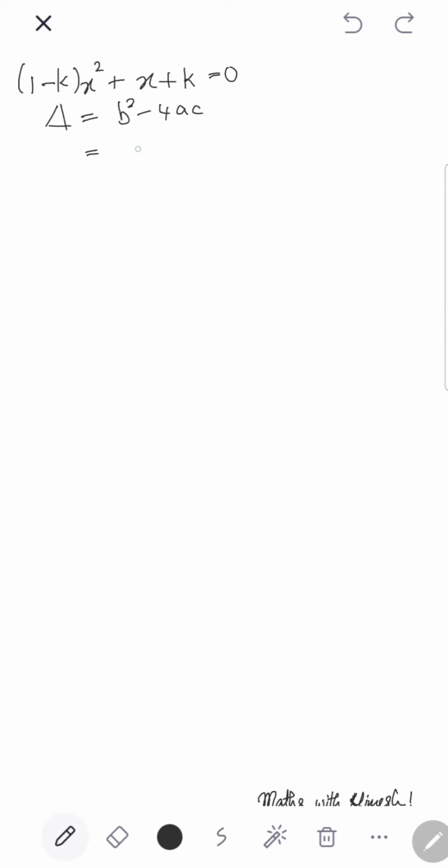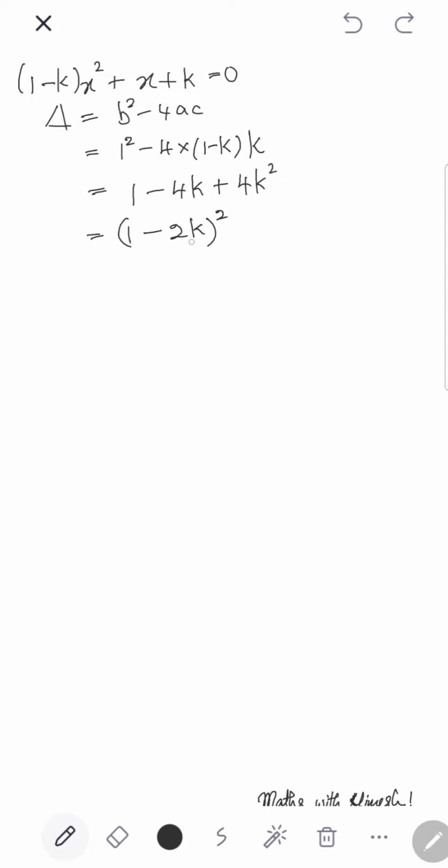b is the coefficient of x term, which is 1 here, so square of that, minus 4 into a. a is the coefficient of x squared term, into c. c is k. So when we simplify, we get 1 minus 4k plus 4k squared. So this is the perfect square of 1 minus 2k, squared.